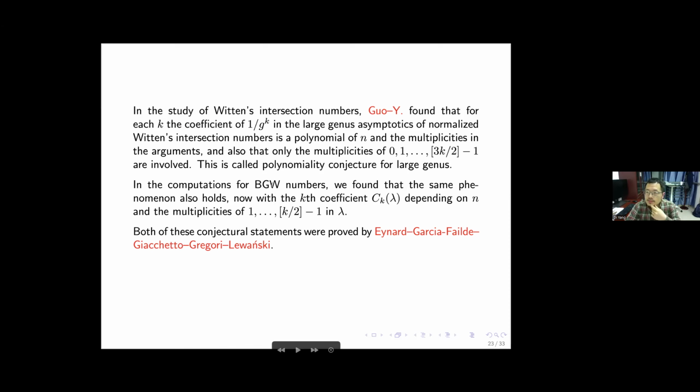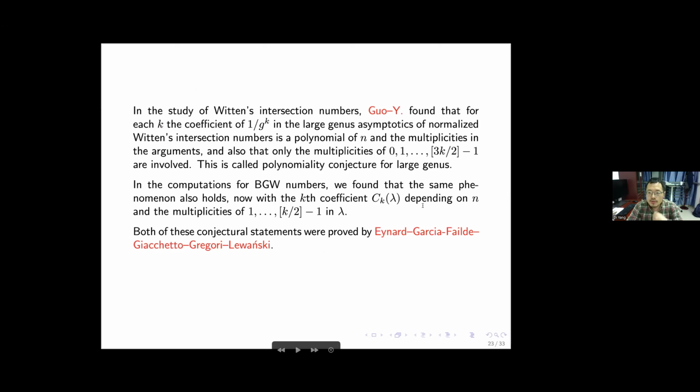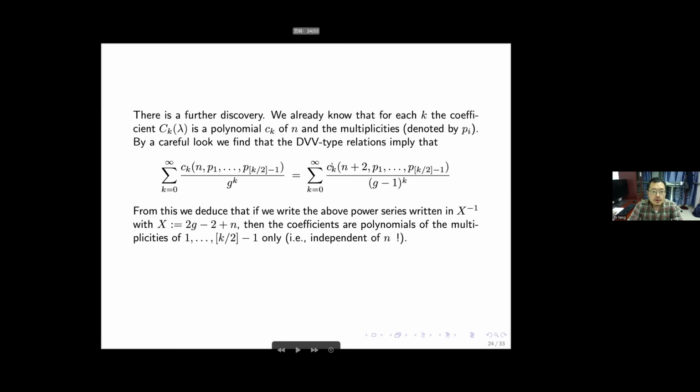And in the study of BGW numbers, we found that the same phenomenon also holds. So if we consider range of these partitions, we will get also some structure for the CK lambda. And now they are polynomials of n and multiplicities of 1 to k/2 minus 1. So both of these conjectures were proved by NR and his collaborators. So there is a further discovery.